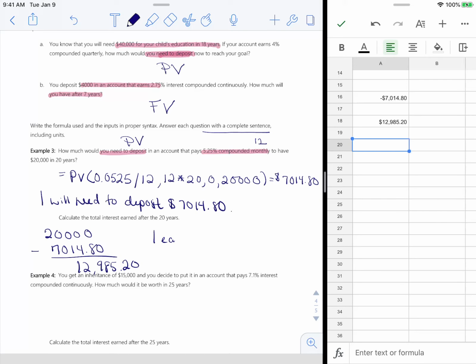So I earned a total of $12,985.20. Sorry, I said that wrong. $12,985.20 in interest.